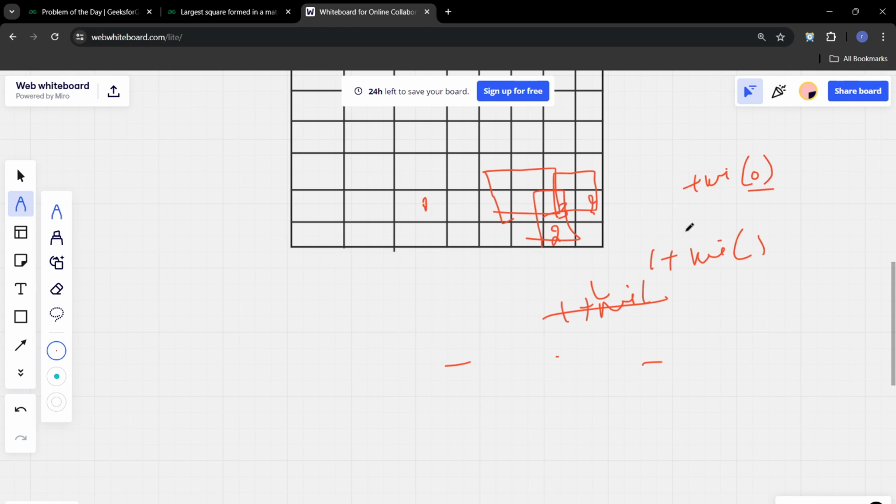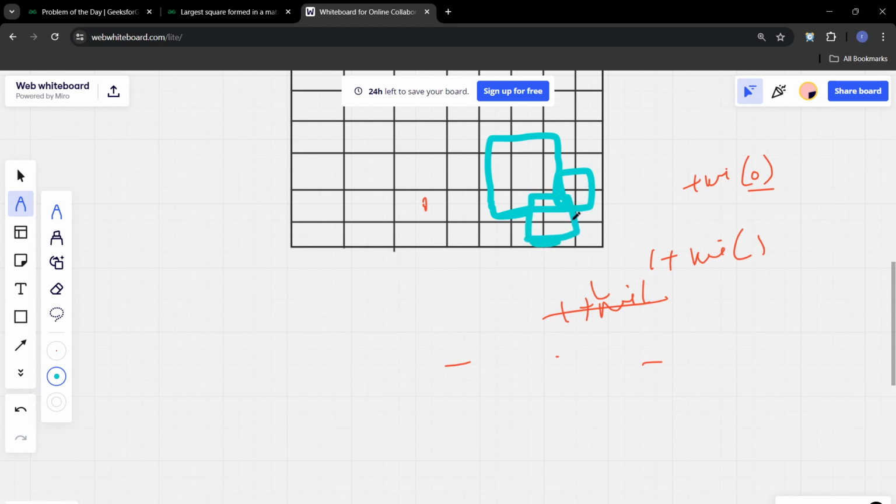If you see carefully, this can be a square, right? Here 2 means this is a square. Here 3 means this will be a square. Here 2 means this will be a square.